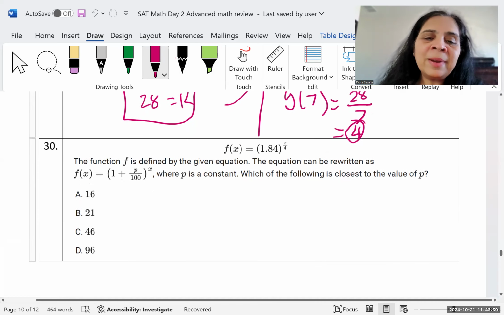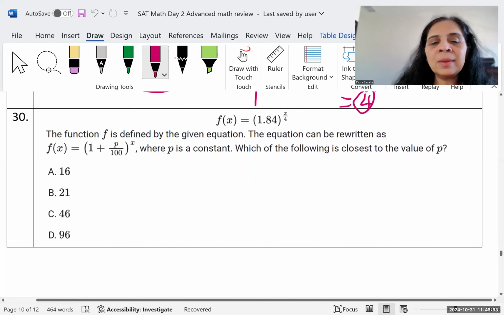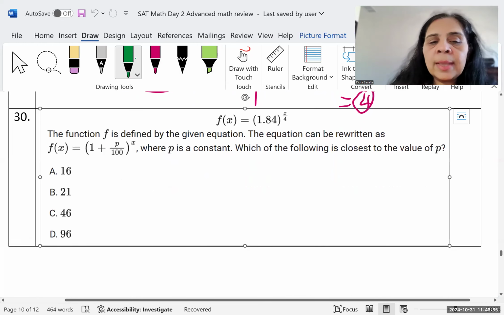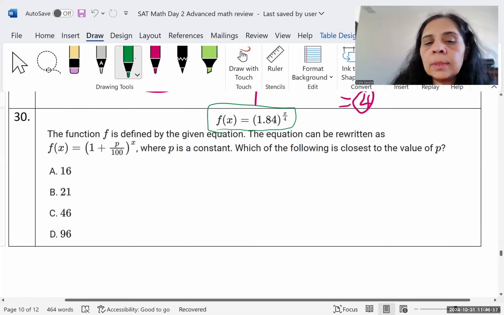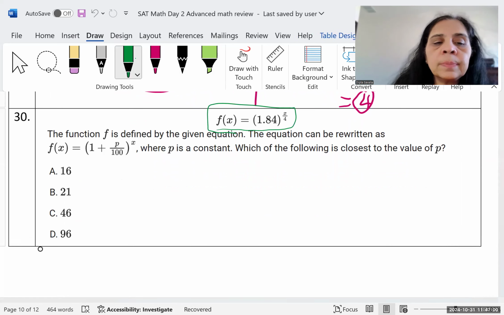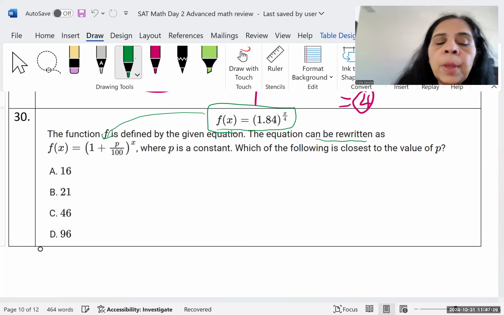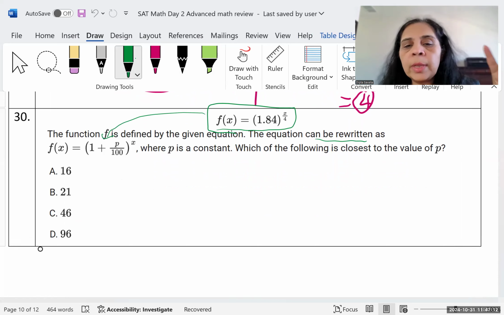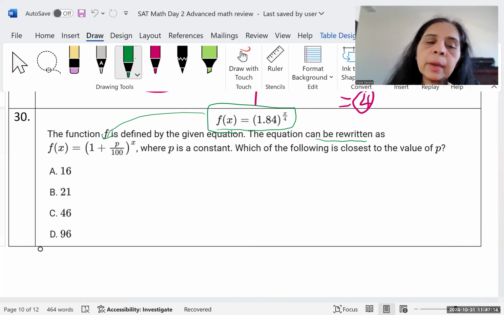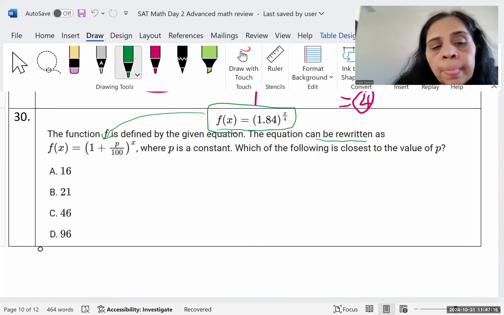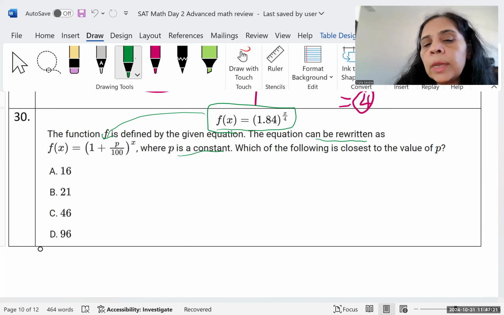All right. Number 30 is a little tricky one. So we can see f of x equal this function. We have exponential function. F is defined by this given equation. The equation can be rewritten. So rewritten, that means what? It's similar. You can compare. See, that's what it means. We have two equations rewritten. That means compare, right? That's the keyword here. Where P is constant. Which of the following is closest to value of P?